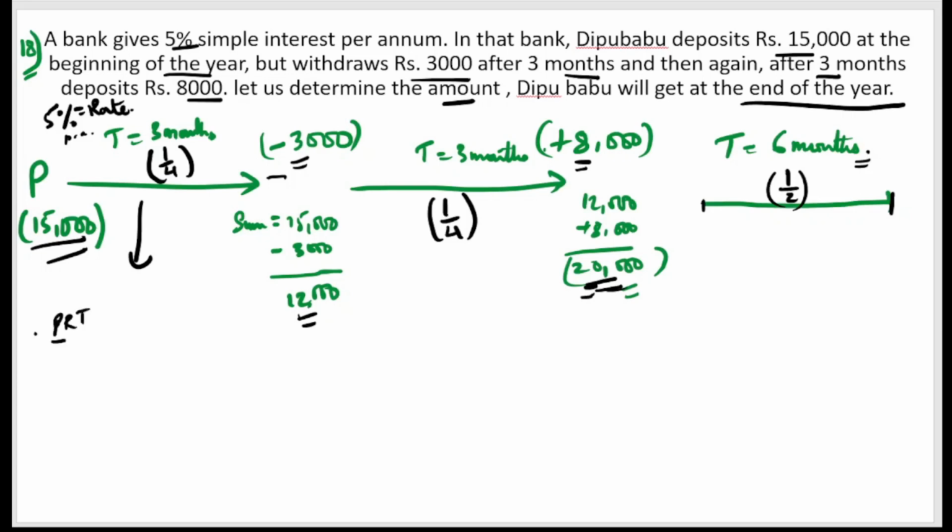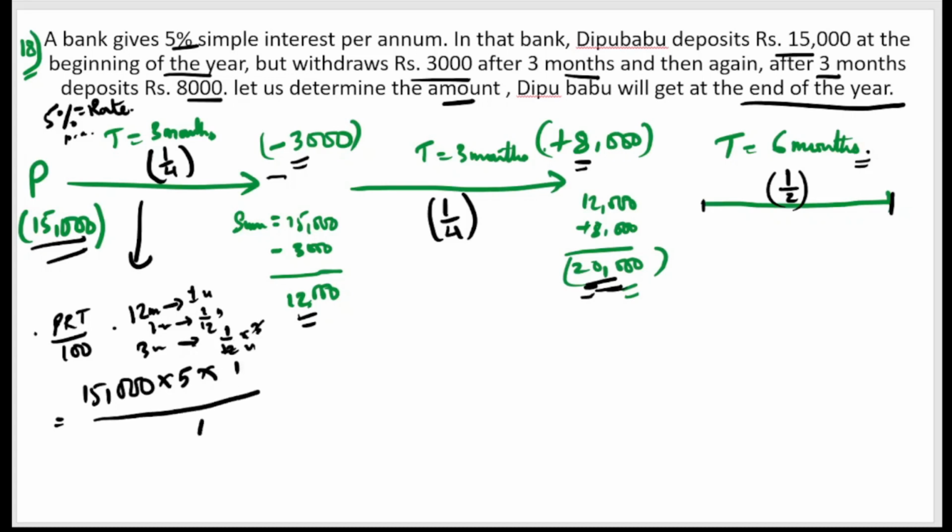PRT over 100. What is the principal? That is 15,000. Rate is 5 and time 3 months भनेको it's a 1/4 of a year. So 12 months is equivalent to 1 year. 1 month will be equivalent to 1 by 12 year. So 3 months will be equivalent to 1 by 12 into 3. That is 1/4 of a year. So this will be by 4 into 100.